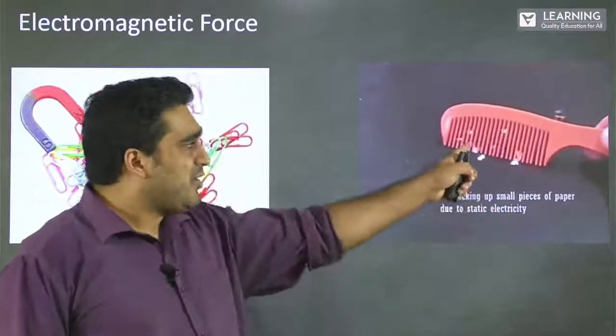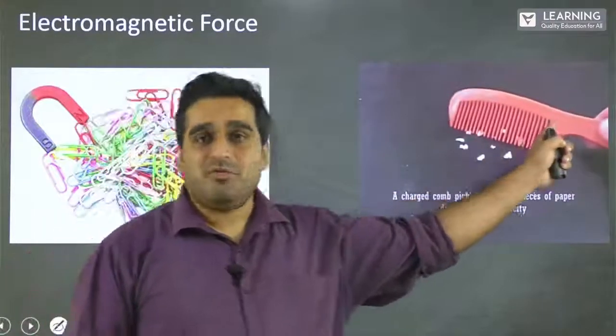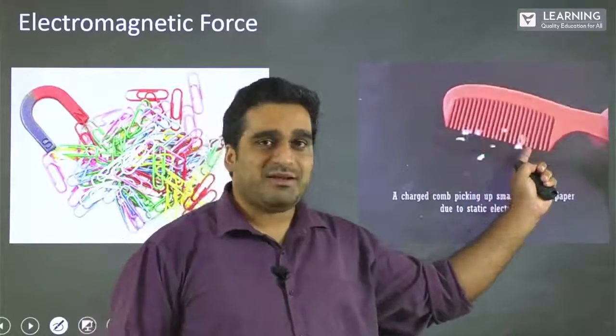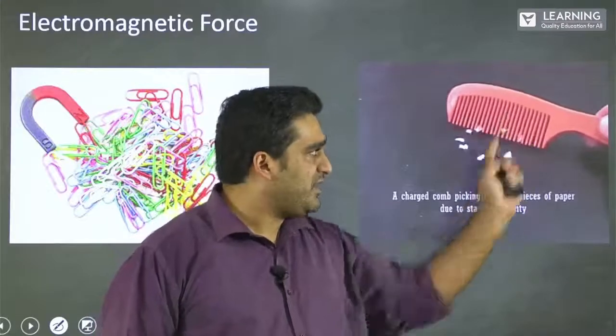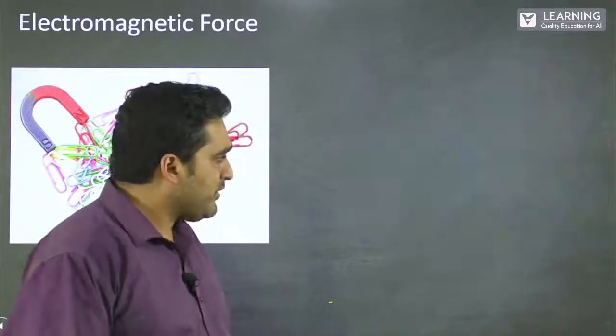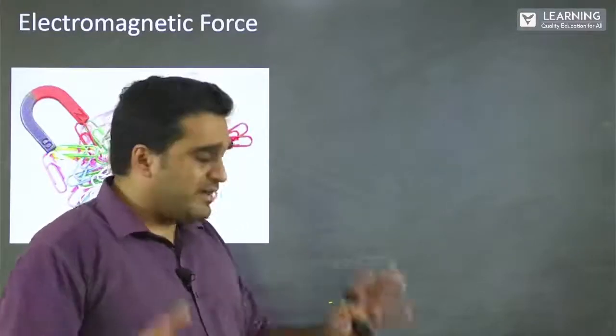How does the comb attract bits of paper? The comb is not a magnet. Bits of paper are not magnetic material, but how are the two attracted? How are bits of paper getting attracted to the comb? Well, I'll answer the question so that we sort it out and get rid of the confusion that we have.